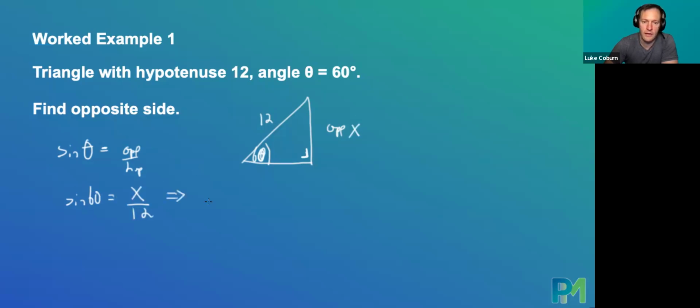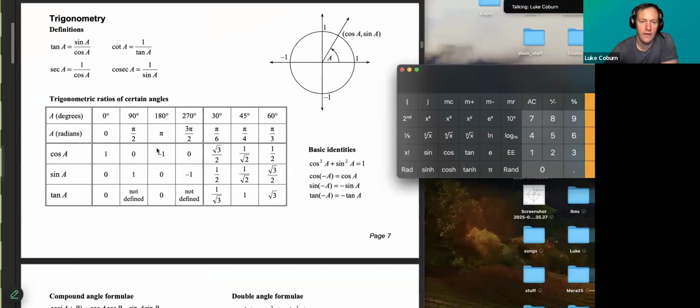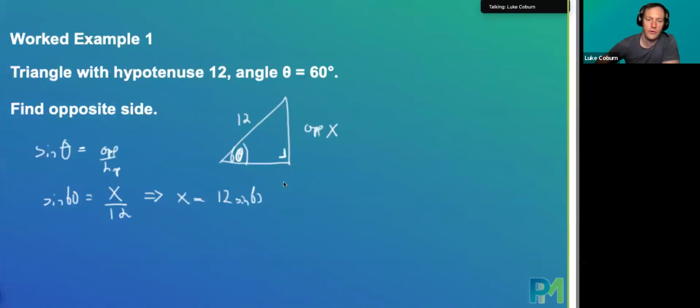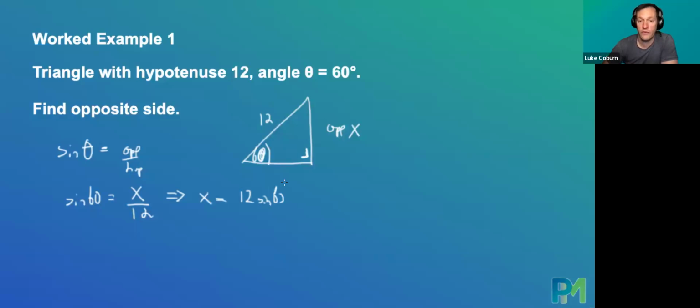And this is going to be x is equal to 12 sine 60. And then we go to find out what sine 60 is. Sine 60 is equal to root 3 over 2. So that's 12 times root 3 over 2. And then we cancel that off. So it's going to be 12 over 2 is 6 root 3. Finish. Brilliant.